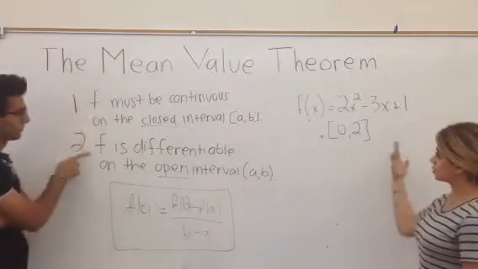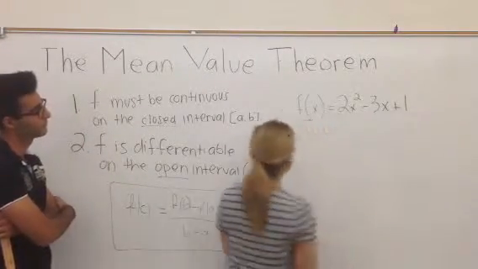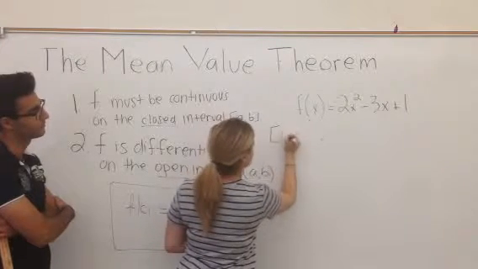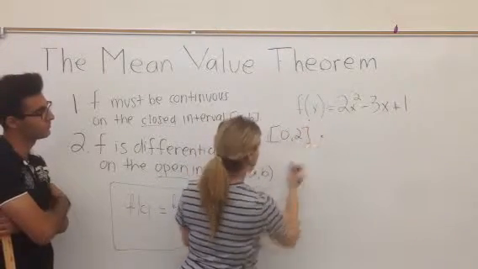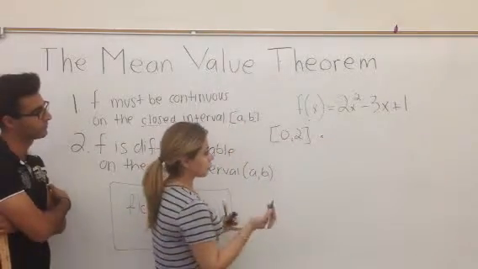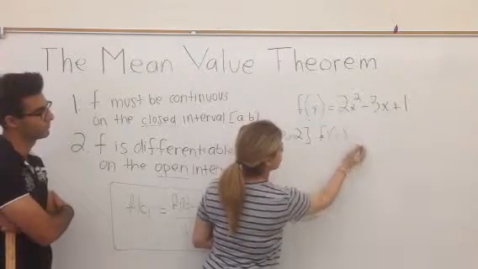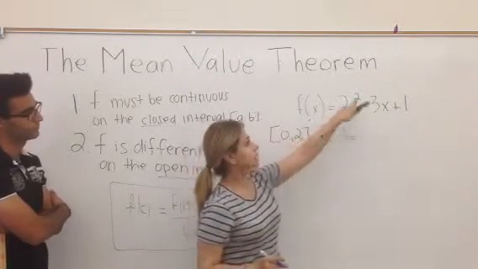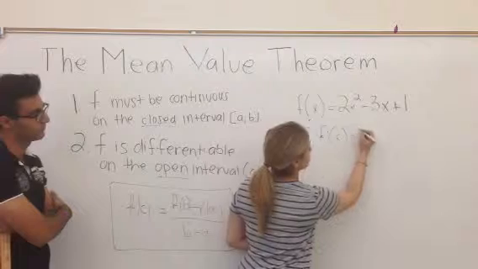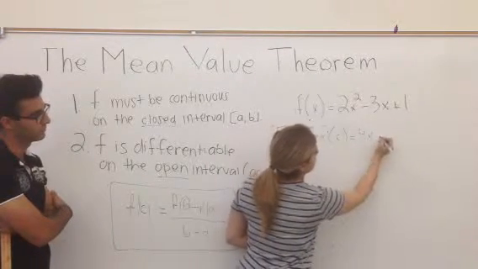So that satisfies the two conditions. Now we can move on and actually solve this problem. Let me move this a little this way. We have 0, 2. So we know that we are going to need the derivative of the actual equation. So let's go ahead and find that. So we have f prime of c equal to, find the derivative, we multiply exponent by coefficient and subtract 1 from the exponent. We have 4x, just to the 1, minus 3.